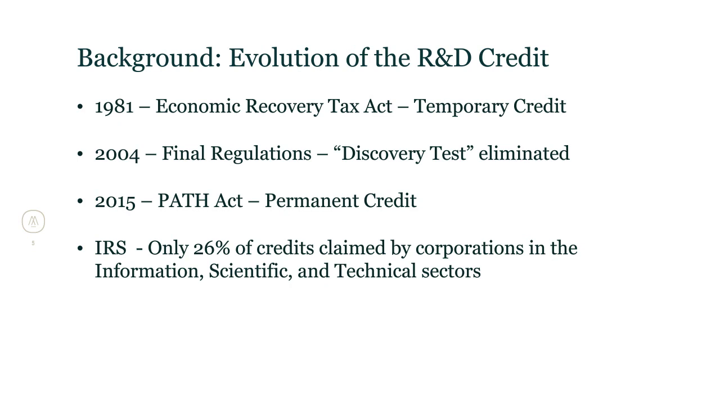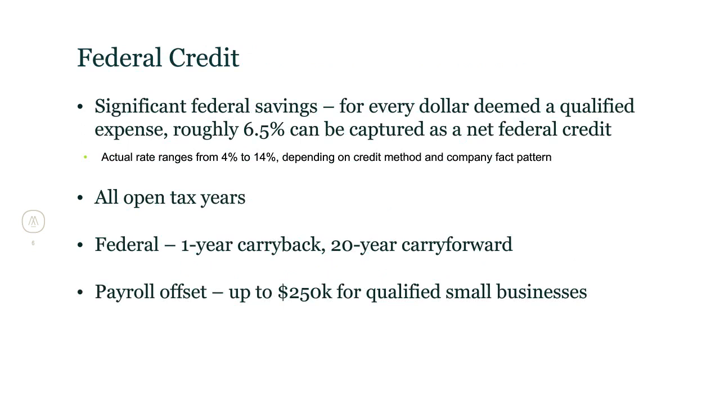So let's first talk about the federal credit. This is a pretty lucrative credit. The way it works is you take all of your qualified expenses, and the credit ends up being about 6.5% of those costs. It could be a little less than that. It could be a little more, depending on each company's specific facts and circumstances. But when I'm talking to people, I think 6.5% is a really good rule of thumb to apply. So another way to look at that is if you have $1 million in qualified R&D expenses, then that would translate into roughly a $65,000 tax credit.